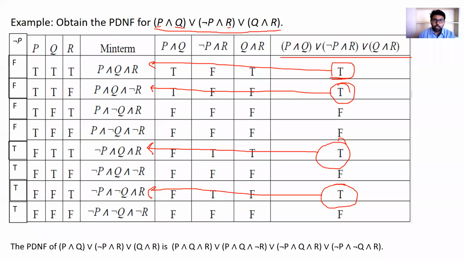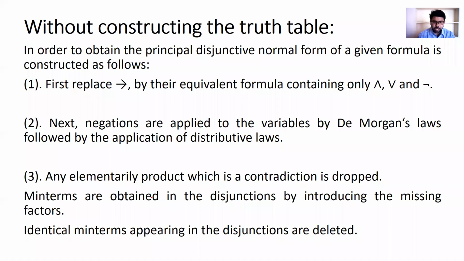So today we are going to design a formula, that is an equivalent formula for a given formula, without using the truth table. So in order to get that formula, we should follow these 3 steps, 1, 2 and 3. Without constructing a truth table, we are going to design an equivalent formula to the given formula.